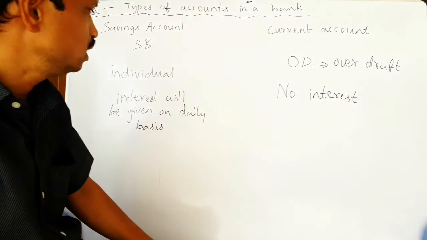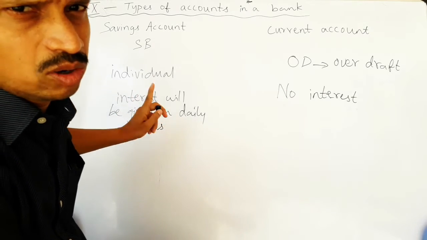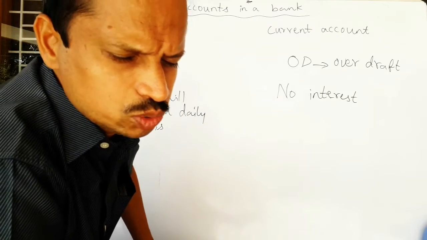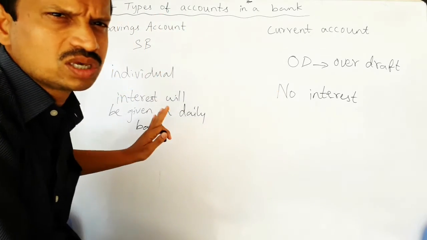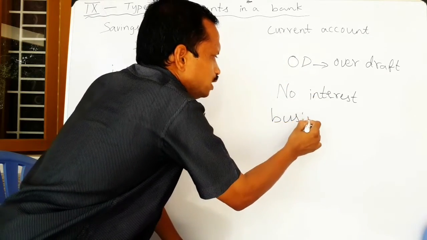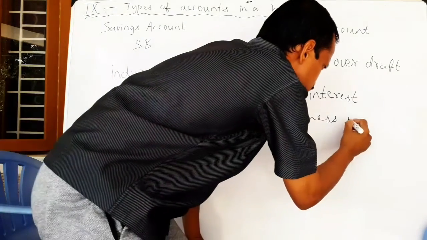No interest. Clear? So here interest will be calculated on a daily basis. Here no interest will be given to you. This is the difference between a savings account and a current account. This is for business people. Earlier I told you, this is for business people. Clear?